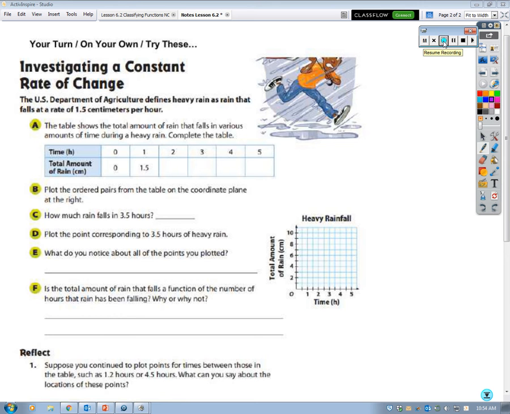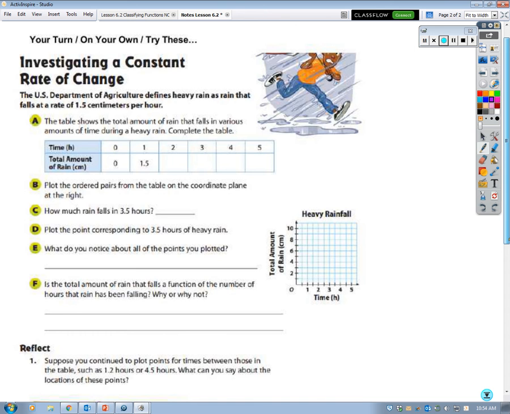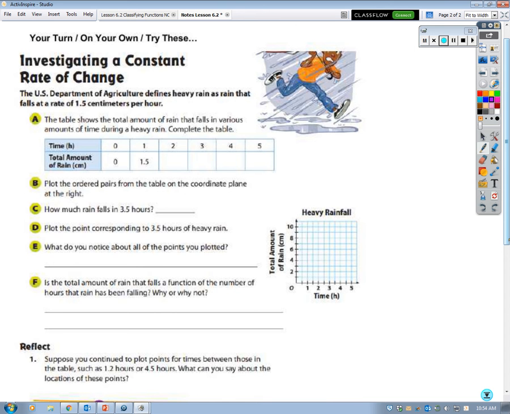Okay, so this is lesson 6.2, your turn, some extra practice on your own, some try these questions, and we're just looking a little bit further at functions, at rate of change, and classifying functions. So you could do these on your own without the video, or you could just use this video as the answer key to check your solutions and fast forward as you need, or listen to the explanation as you need to. So the first thing that we're going to do is this activity where it's investigating a constant rate of change.